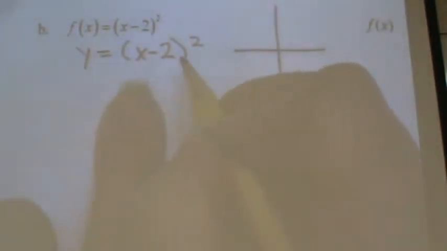So if you think about this, this is y equals x minus 2 quantity squared. If you were to sketch the graph of this, this is a parabola, and it's 2 units to the right. It starts here and it goes like this. So if we looked at this function, the domain is all real numbers, and the range is y is greater than or equal to 0.